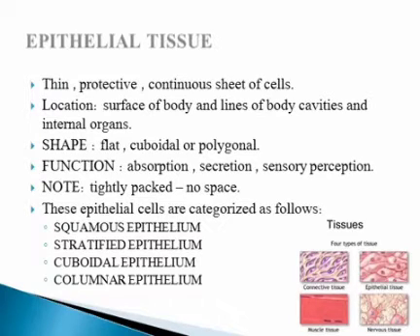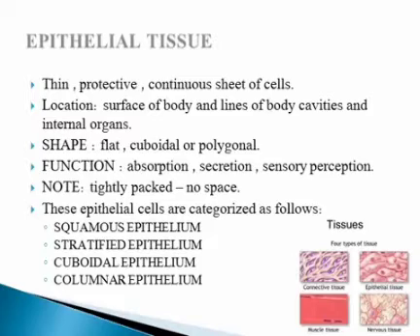If you see this epithelial tissue, it's a thin, protective, continuous sheet of cells. There won't be any breakage in this tissue. Where can you find this epithelial tissue? These tissues are found on the surface of the body and line the body cavities and internal organs, including the blood vessels. Example: the outermost layer of skin.